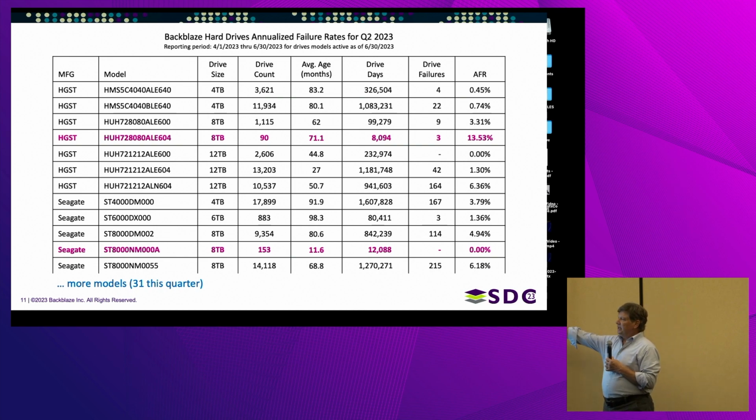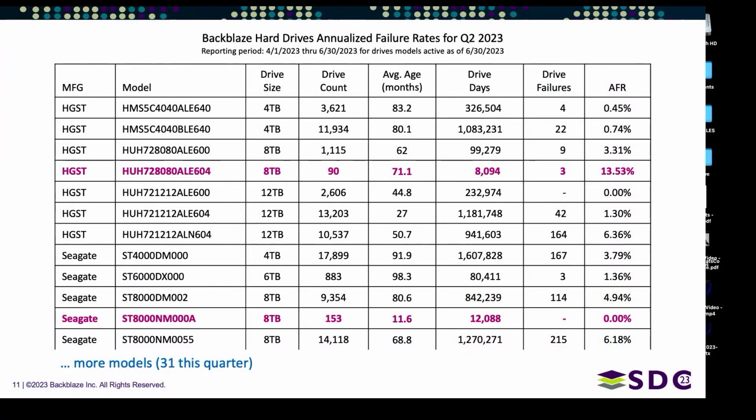So HGST, for example, oh my goodness, look at that failure rate. I'm going to throw those things out. I get this all of the time. Look, because it's 13%, why would you ever use that? Well, I only got 8,000 drive days, which is not a big number. In a quarterly report, you want 50,000 minimum.